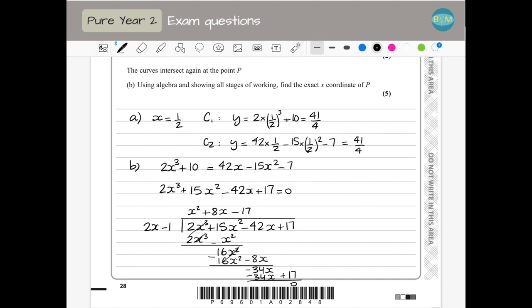Which means that this function here is 2x minus 1 multiplied by x squared plus 8x minus 17, yeah? So I have one root, and now it's very easy to find the other roots because this is a quadratic, and it's not easy to factorize, but we can always use the quadratic formula. If you do that, you get two values. So x is going to be minus 4 plus or minus root of 33.